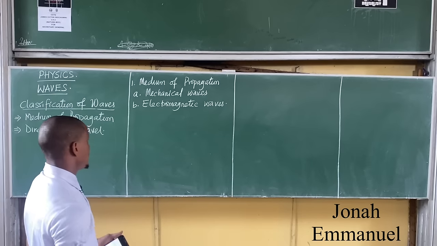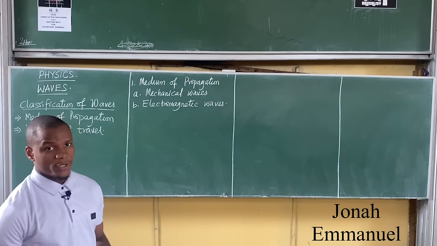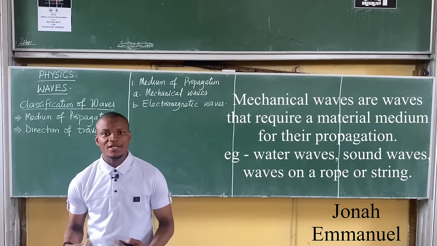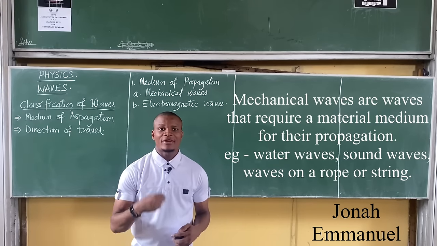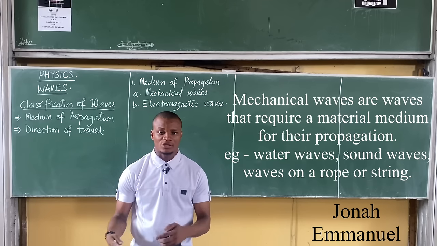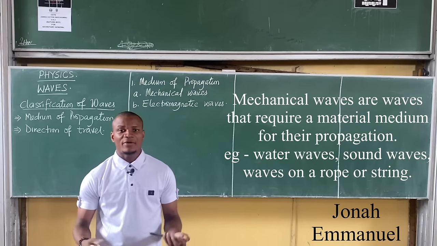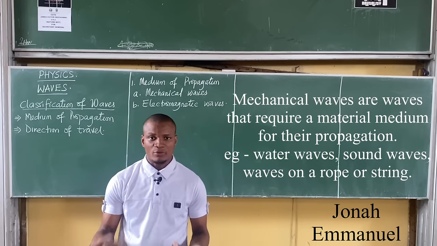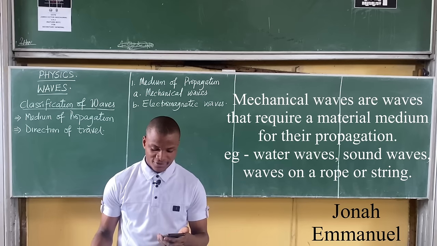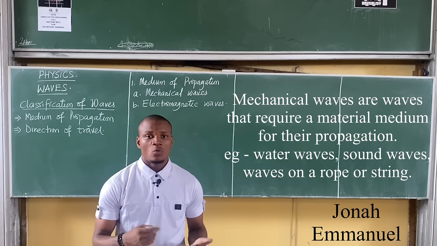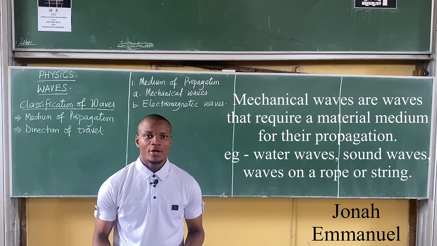Now, when it comes to mechanical waves, what are mechanical waves? Mechanical waves are those types of waves that require a material medium for their propagation. So they need a material medium for their propagation. Examples of mechanical waves include water waves, sound waves, waves on a rope or a string.